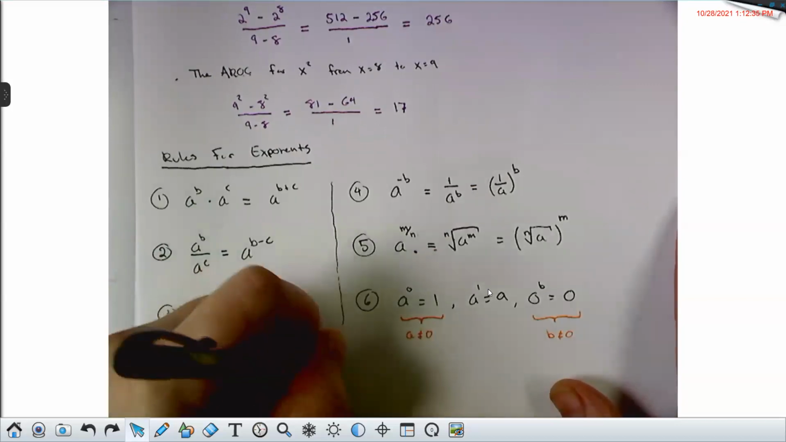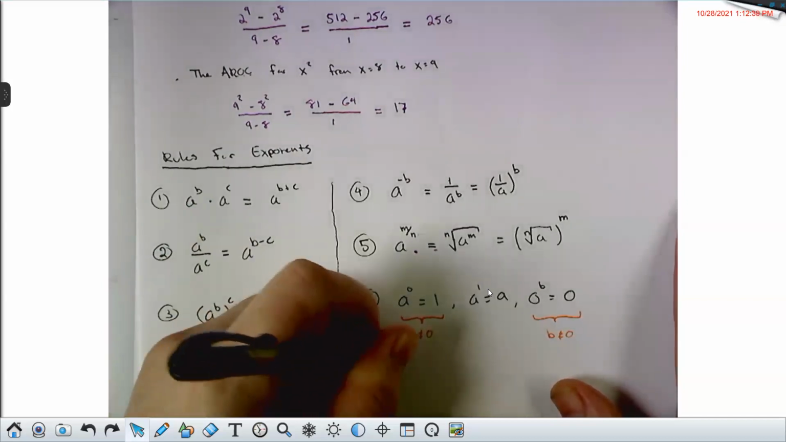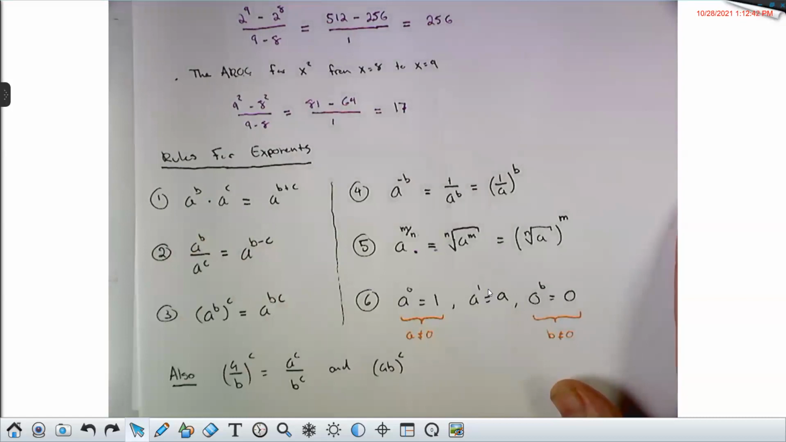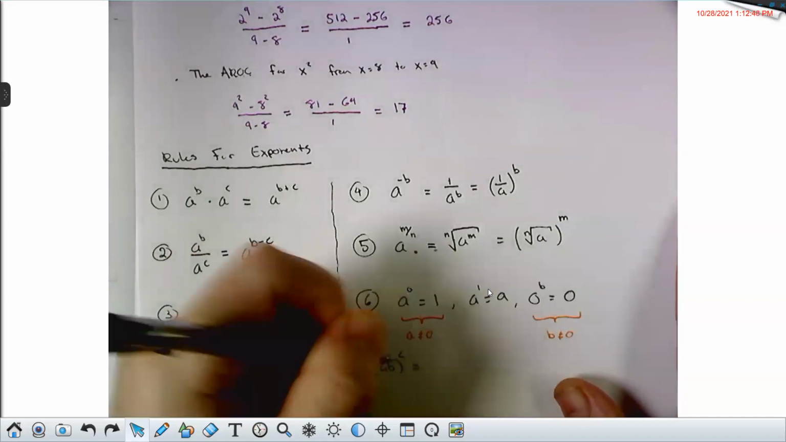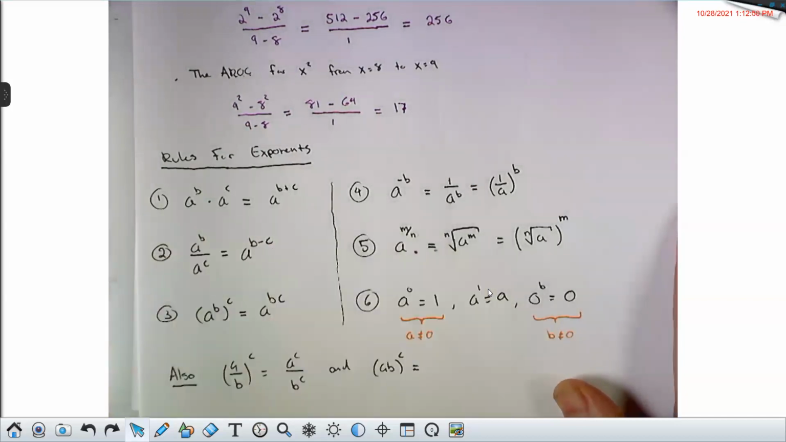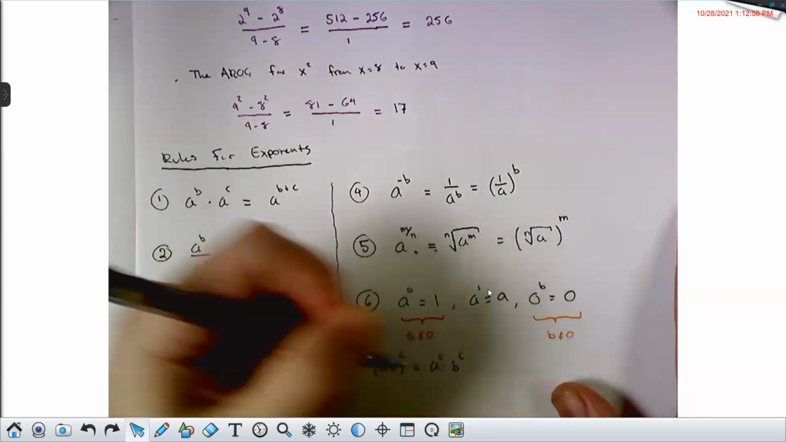And if you have a product of two numbers raised to some power, that's ab times ab times ab, c times. Because multiplication is commutative, you can shift it around so that all the a's are next to each other and all the b's are next to each other. This is the same as a to the c times b to the c.